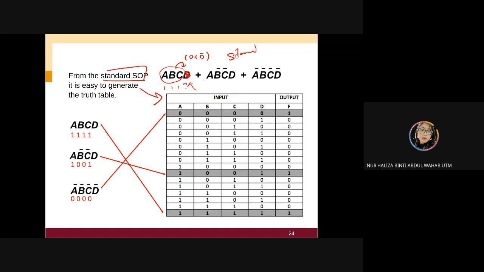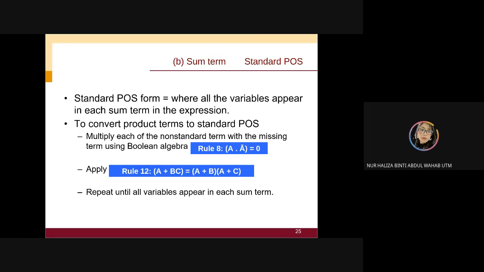If it is still not standard, you cannot get the output. You cannot convert it directly. So similar to your SOP, you need to do standardization. How to do it? You need to follow rules number 8 and 12.